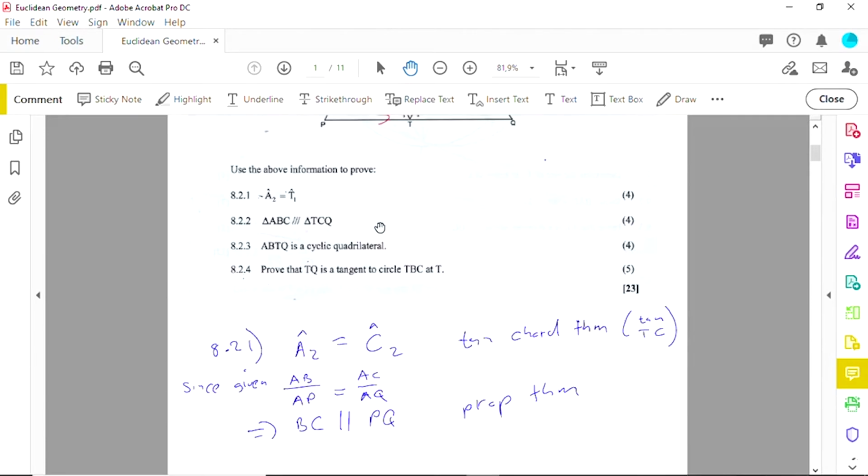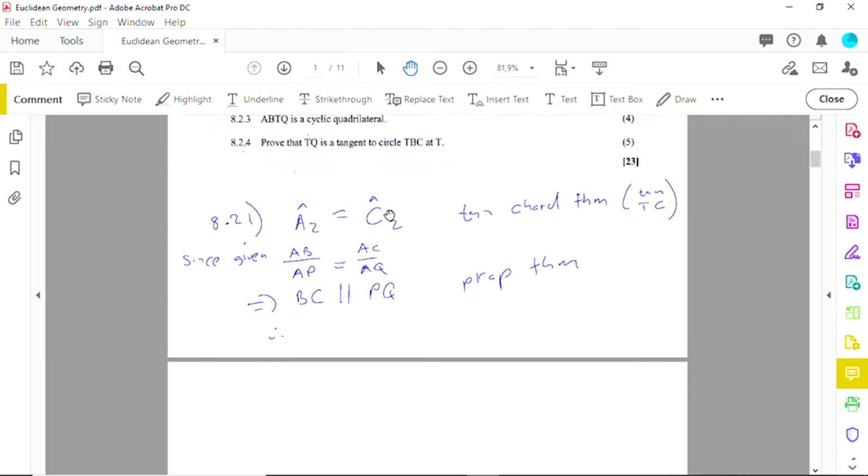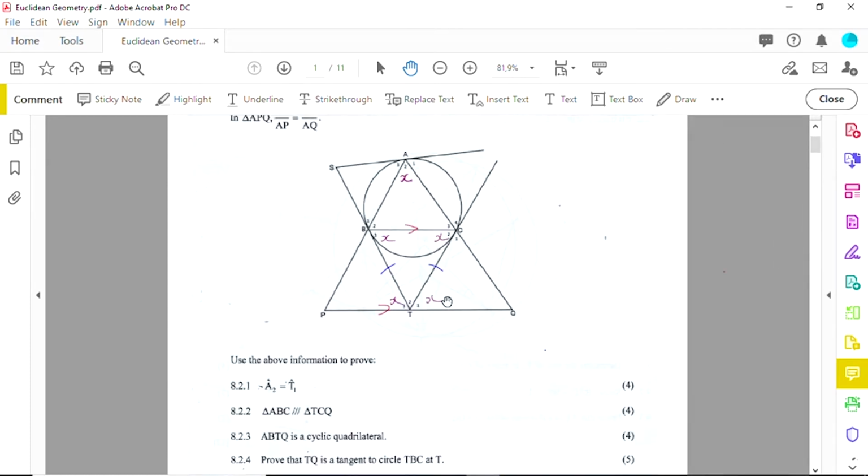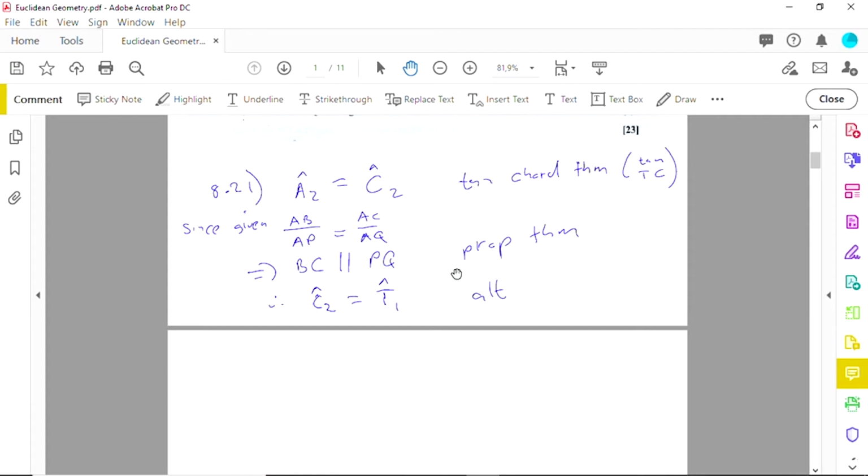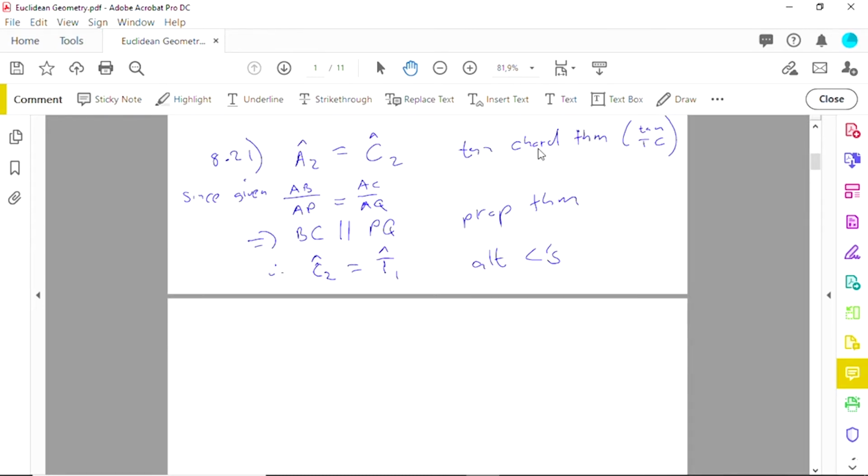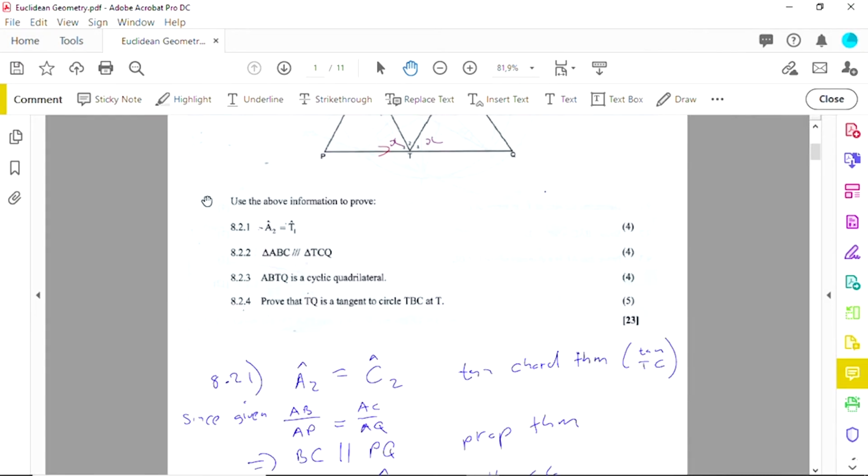Now, because these are parallel, we therefore have angle C2 is equal to angle T1, and these are alternating angles, with BC parallel to PQ. If A2 is equal to C2 and C2 is equal to T1, then A2 must be equal to T1. Hence, angle A2 is equal to angle T1, which proves the statement number 1.